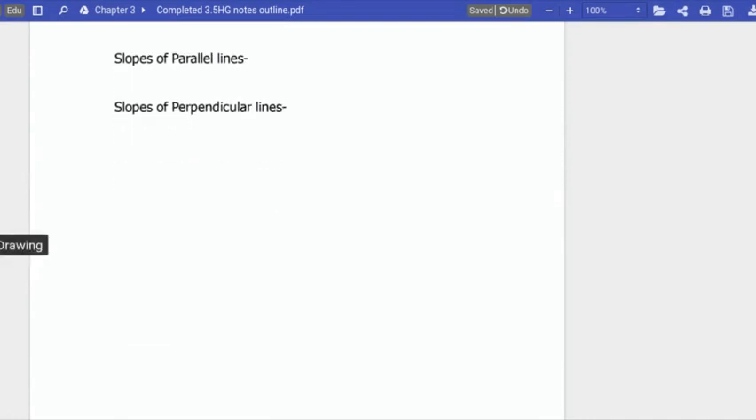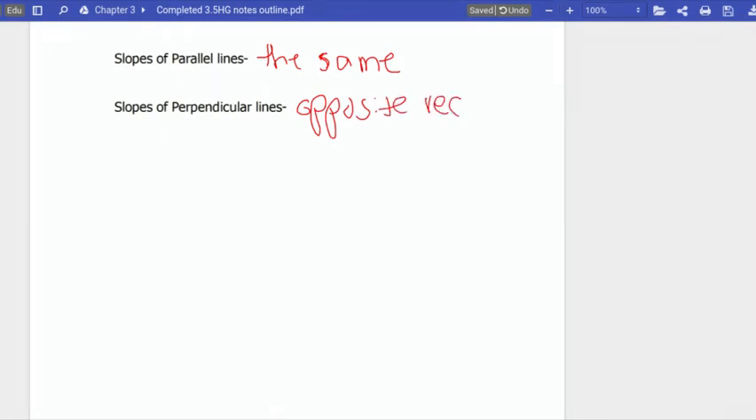Now, when we're talking about parallel and perpendicular lines, there's a special relationship with their slopes. So when you have 2 parallel lines, the slopes are the same. When you have 2 perpendicular lines, the slopes are opposite reciprocals. So opposite reciprocals has 2 parts. Opposite means one's going to be positive and one's going to be negative. Reciprocals, remember, is when you have a fraction and you switch the numerator and the denominator.